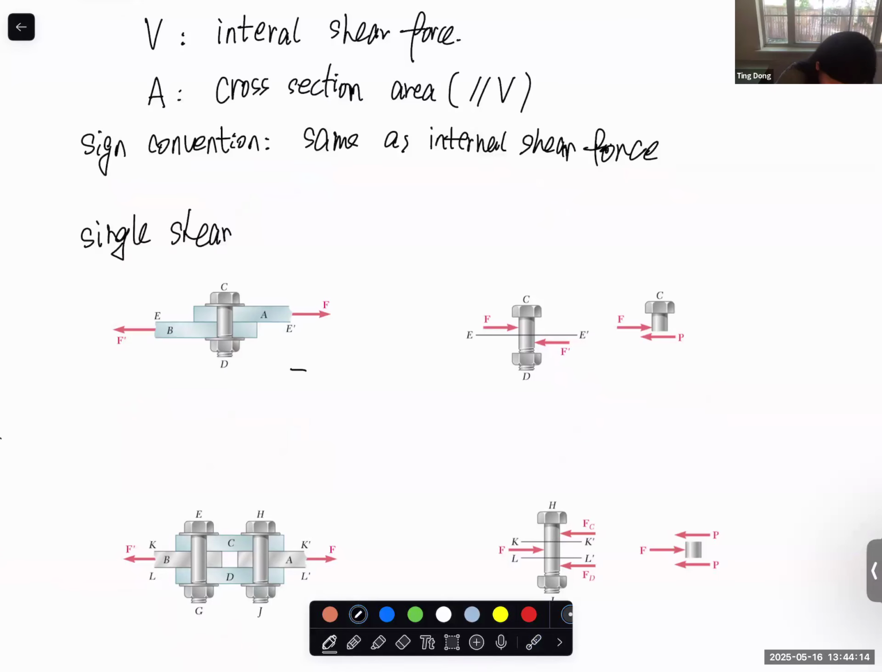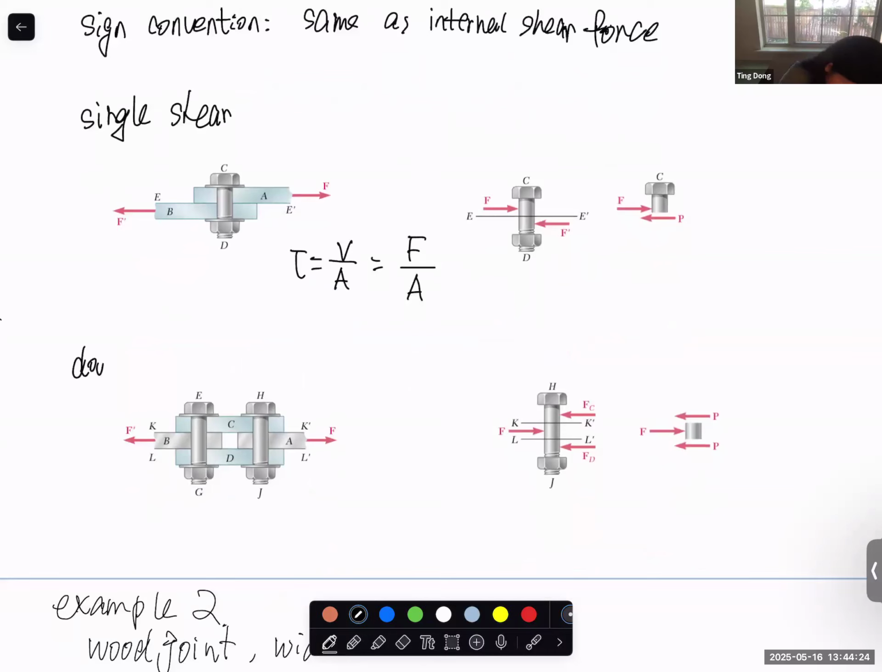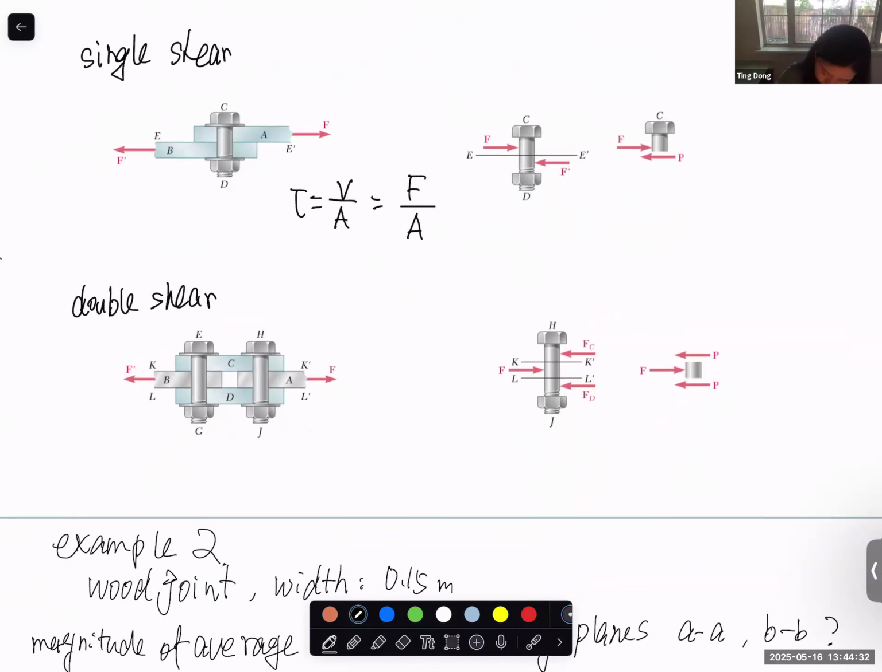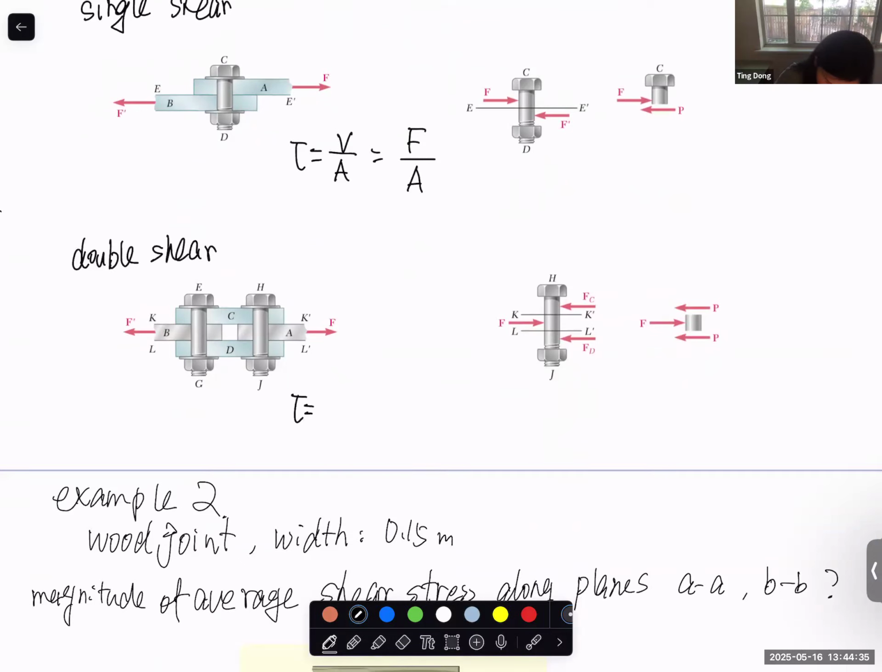For single shear, tau equals V over A, here equal to F over A. But for double shear, you can consider the force F is carried by two cross-section areas. So again, shear force over A. You can either consider it as half the shear force, or you can consider it the same force but carried by two areas. It's the same thing.